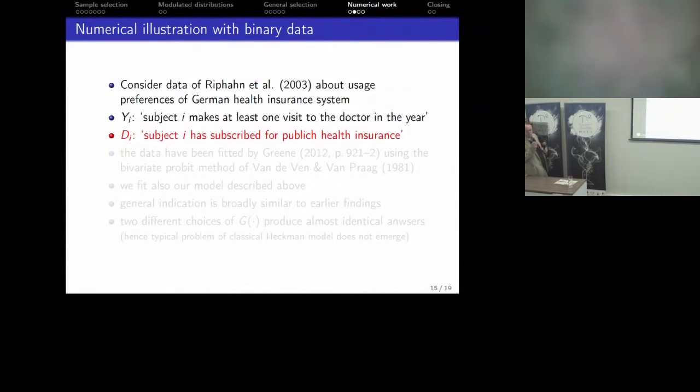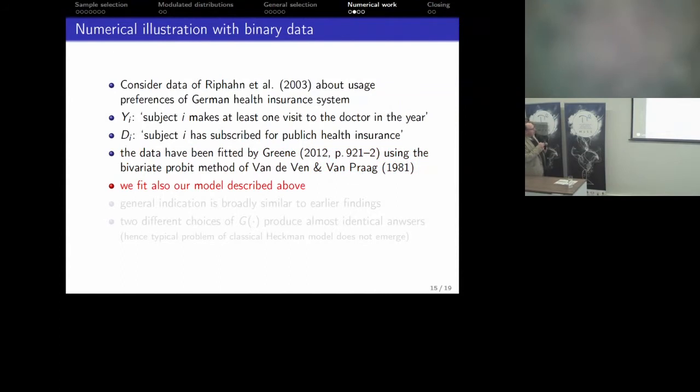But people can subscribe to the public service or not. They can have independent kind of insurance. But for those that go to independent insurance, you don't know what happened to them. As I said, this data has been used by other people, specifically Greene, which is a standard textbook in econometrics, using their technique, and we also fit the model described here.